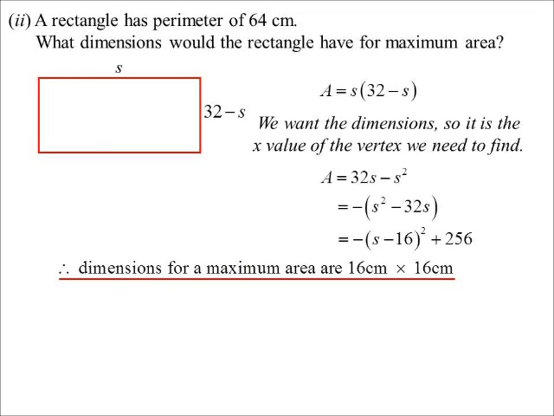Again, I don't know that I would do it though. I think the minus b on 2a would be a quicker way of doing it. And minus b in this case would be minus 32 on 2 times minus 1. And again, you'd come up with 16, I think a lot quicker. But anyway, whichever way you prefer. But they were looking for the x value of the vertex.